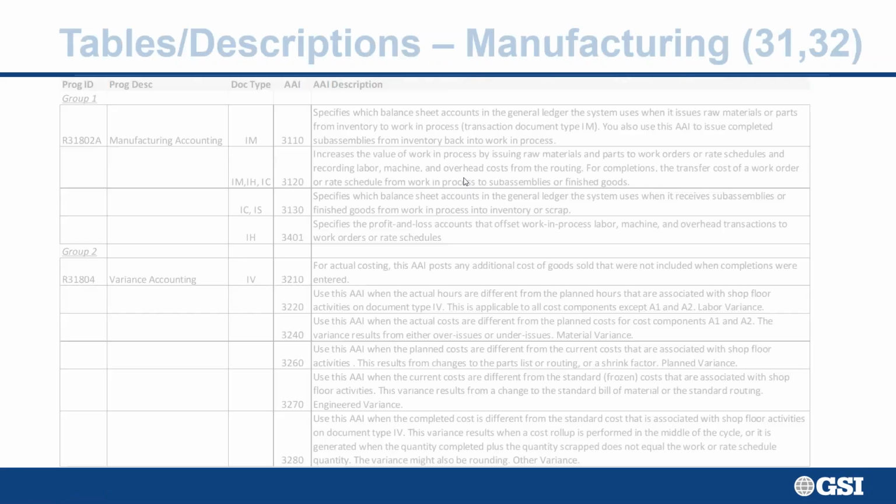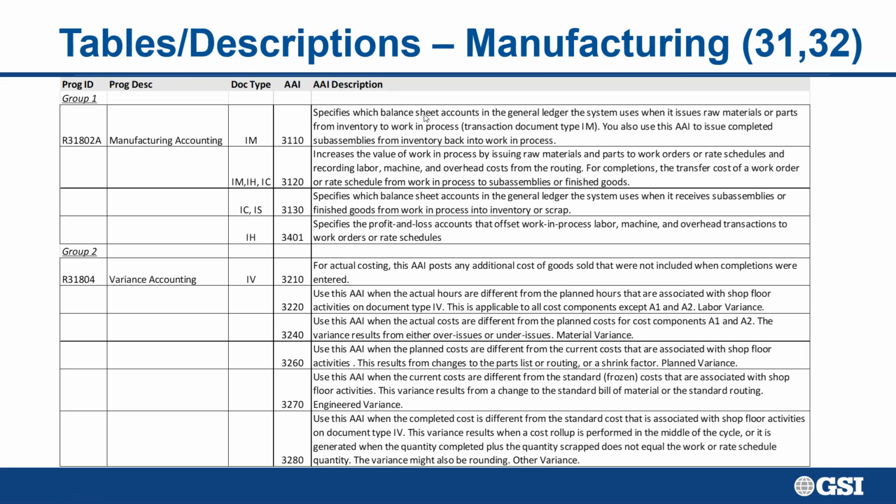And then finally, purchasing, you'll see, manufacturing, you'll see 3132. The accounting gets generated by the manufacturing accounting program and the variance accounting program. So here are all the different DMAAIs associated with those. Again, you can get a copy of the slide deck and have this for reference.